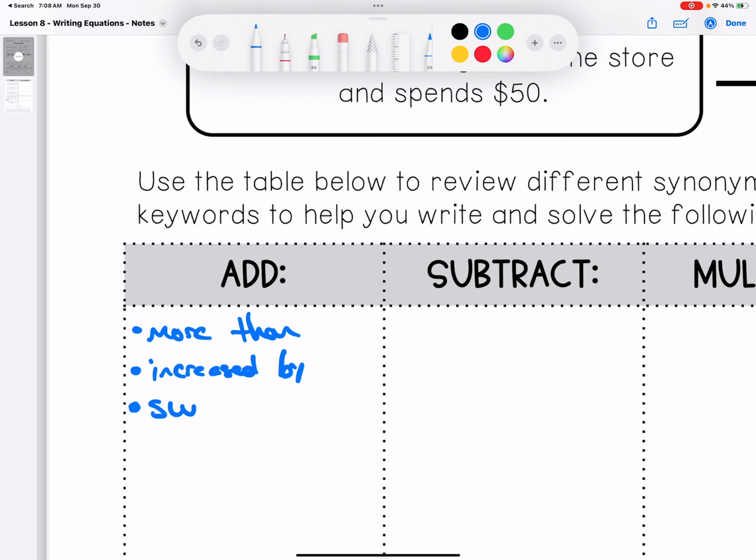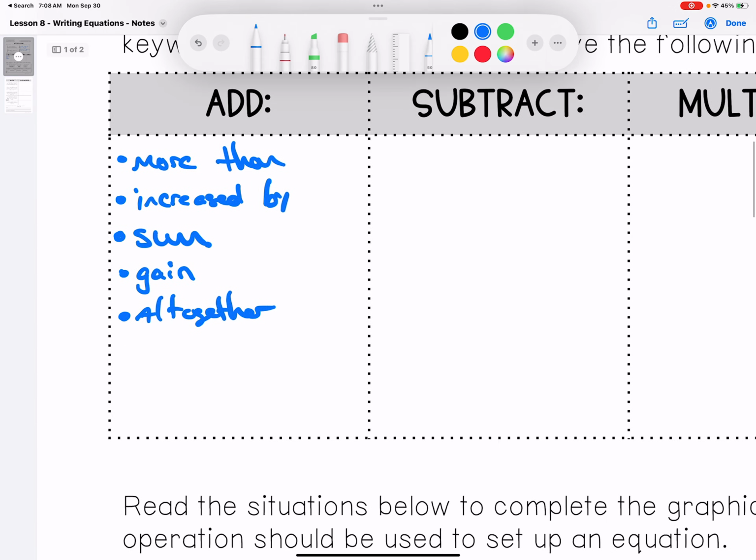Sum. Gain. Altogether. Total. In all. Combined. Give you a second to write those.